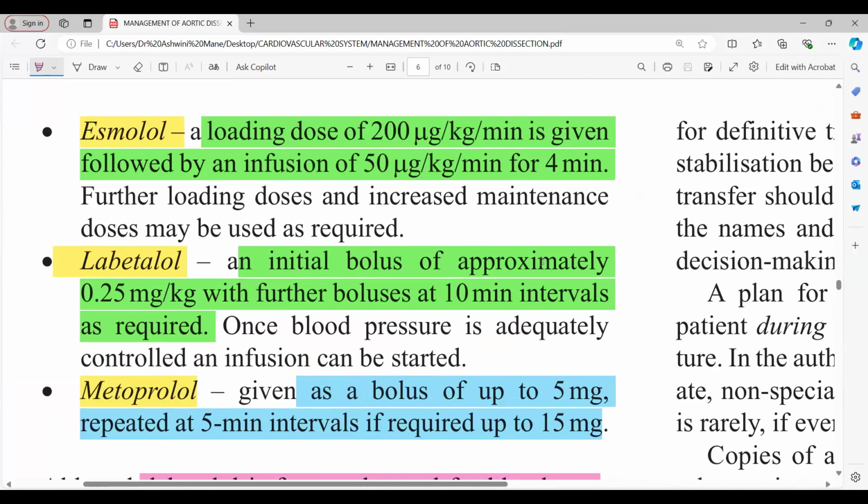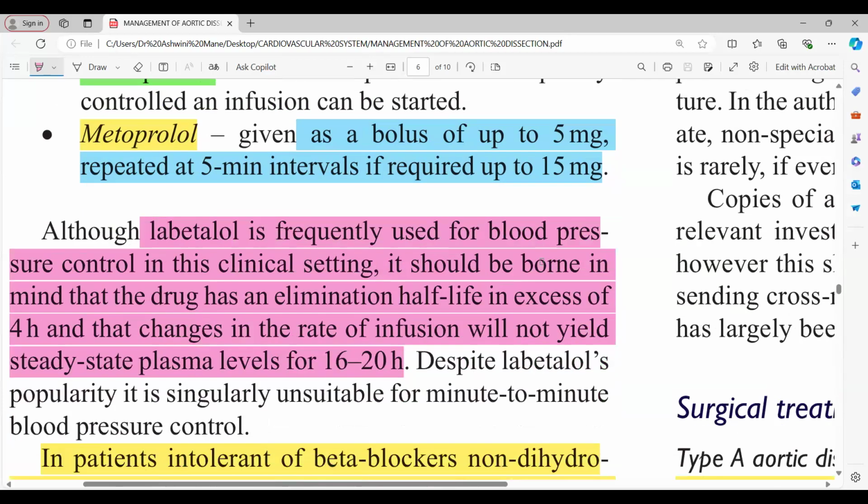So the first drug is esmolol. A loading dose of 200 micrograms per kg per minute is given, followed by an infusion of 50 micrograms per kg per minute for 4 minutes. Then the next drug that we can use is labetalol, an initial bolus of approximately 0.25 mg per kg with further boluses at 10-minute intervals as required. Then the next drug that can be used is metoprolol, which is given as a bolus of up to 5 mg, repeated at 5-minute intervals if required up to 50 mg.